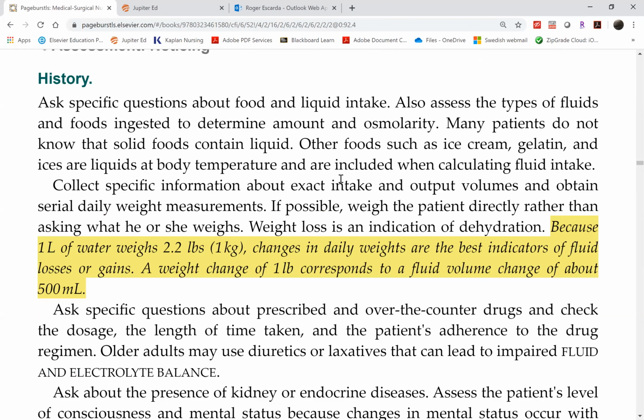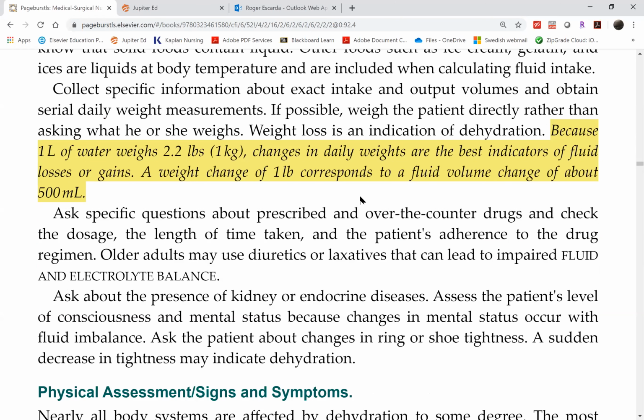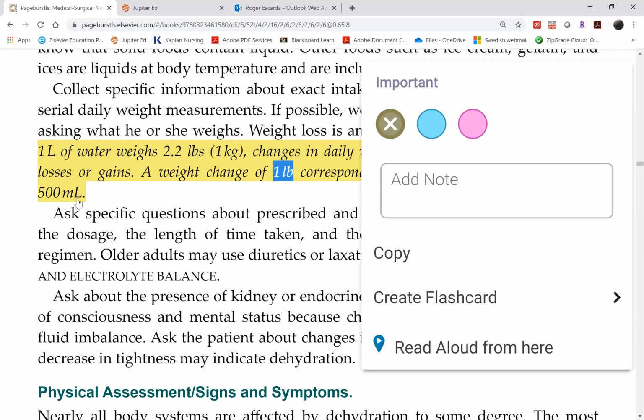So starting on this page, whatever you see are the indicators of fluid balance. Number one is weight. It says clearly here, 1 liter of water lost or gained is translated to 1 kilogram. Meaning if you gain 1 kilogram or you lose 1 kilogram of weight, that's equivalent to losing 1 liter of water. And at the same time, if you lose or gain 1 pound, that's equivalent to 500 milliliters of fluid gained or lost.